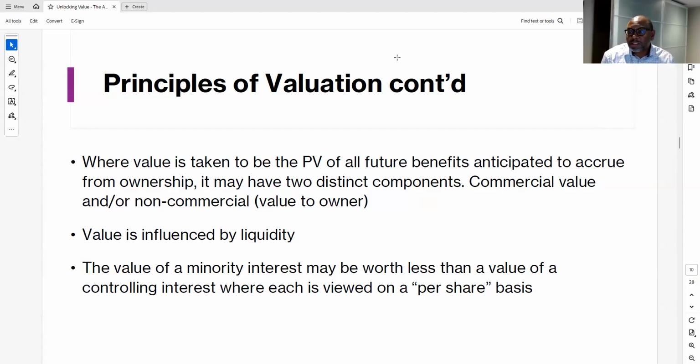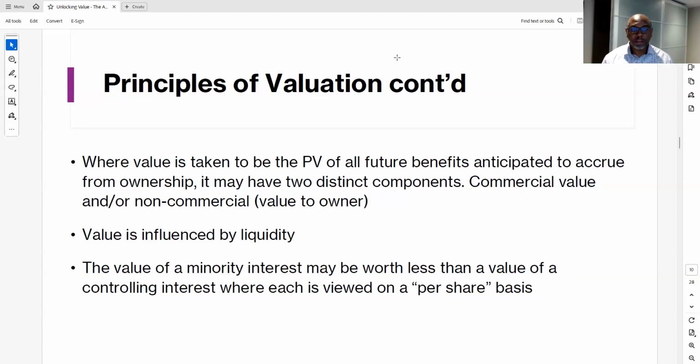So you penalize the company a bit for the fact that you can't just turn around and sell a private business. I purchased this and I made a mistake, I want to unwind and sell it tomorrow. Not likely going to happen. So that liquidity really drives value, and it reduces the value of the business for the equity, because you cannot liquidate it very quickly. Value is taken to be the present value of future benefits.